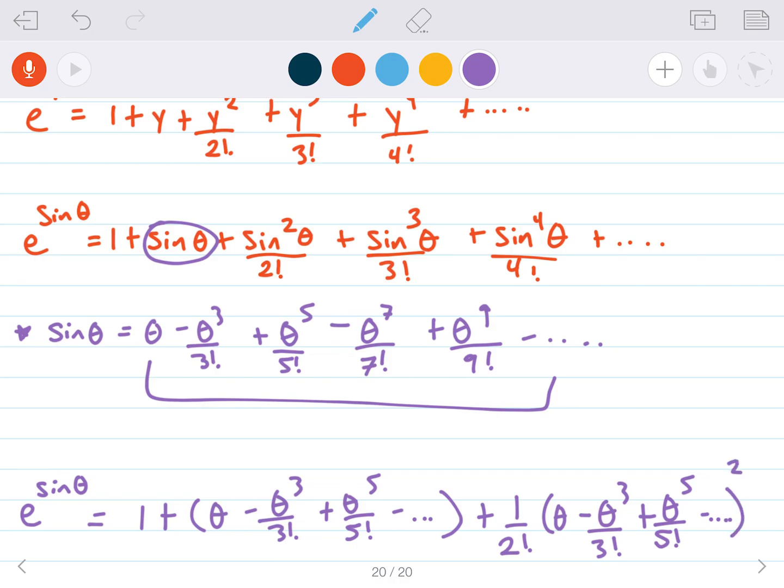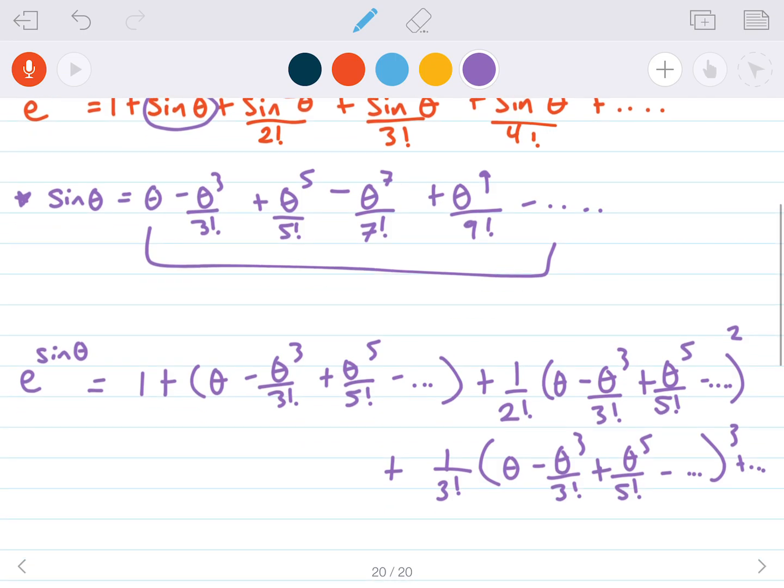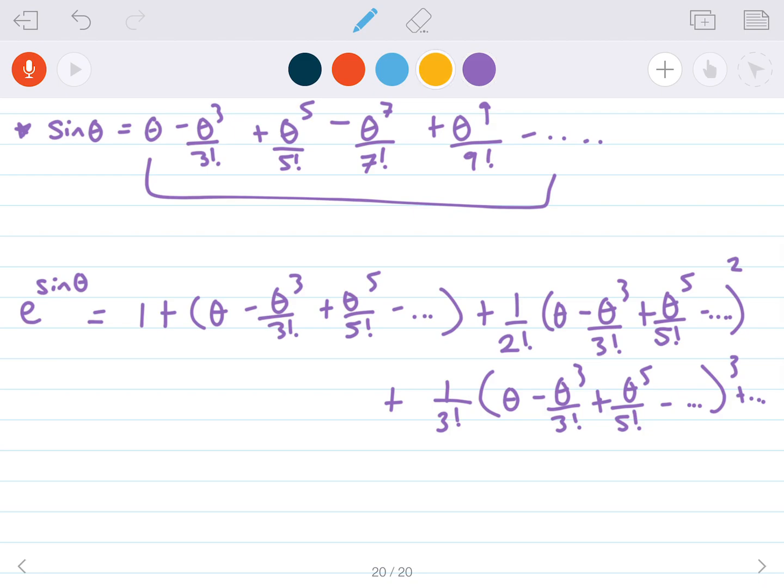And it's going to continue in this pattern here. The next one would be 1 over 3 factorial times theta minus theta cubed over 3 factorial plus theta to the 5 over 5 factorial minus ... to the 3rd power. And it's going to continue in this fashion. And yeah, if you want, you can group things together and things are going to cancel out quite nicely. So maybe I'll leave that as an exercise for you guys.